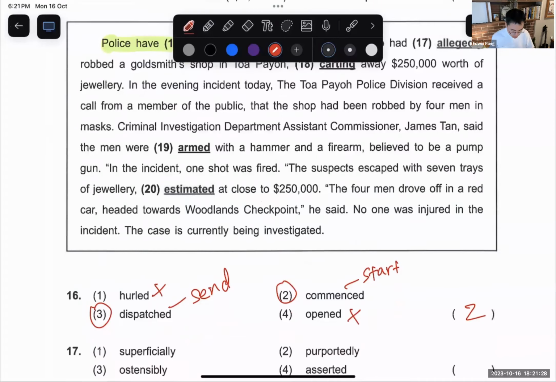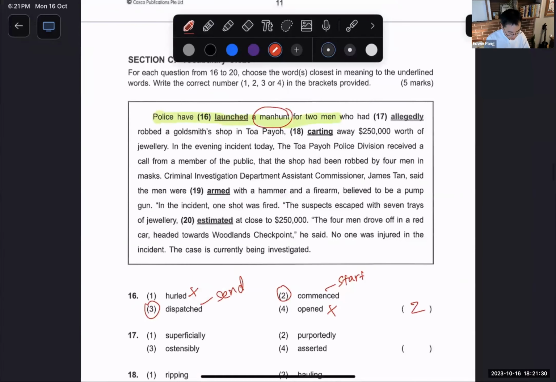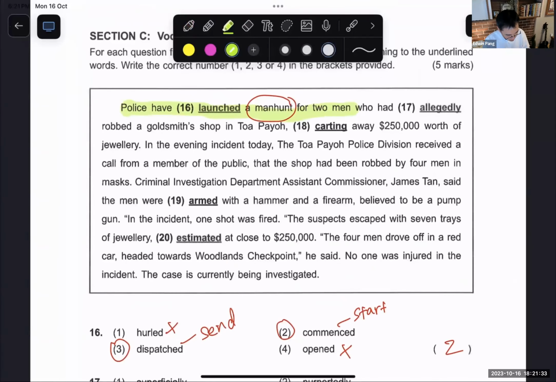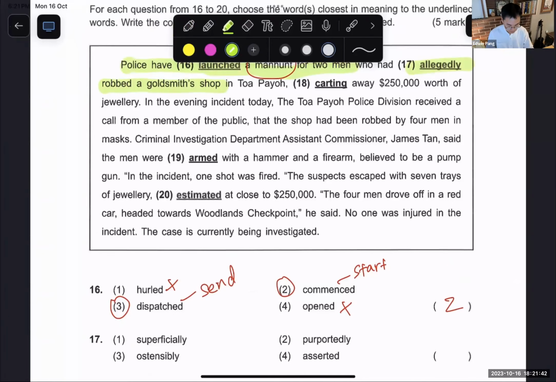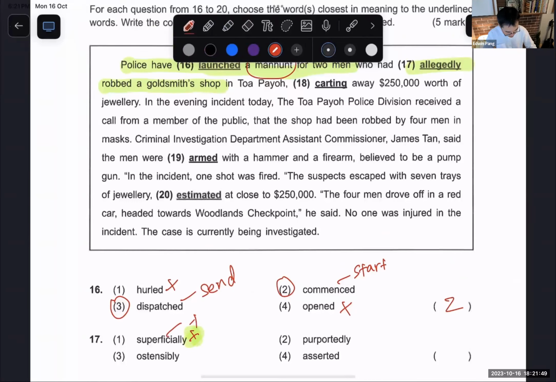Okay, next question, number 17. Let's go again. Same thing. Allegedly robbed a goldsmith's shop. Allegedly, meaning superficially. Obviously wrong, right? By the way, do you know what superficially means? Superficially means like skin deep. A superficial smile means your smile is only on your face but not in your heart. It's just the appearance. So it's got nothing to do with that.